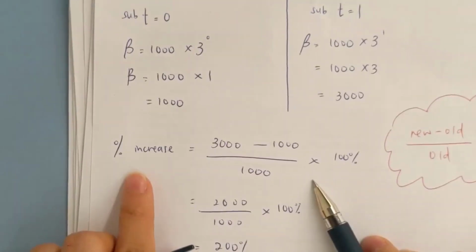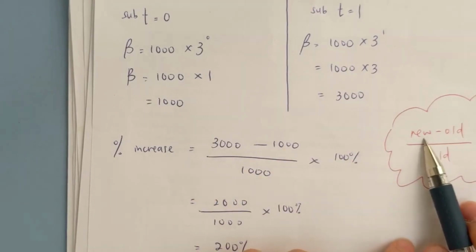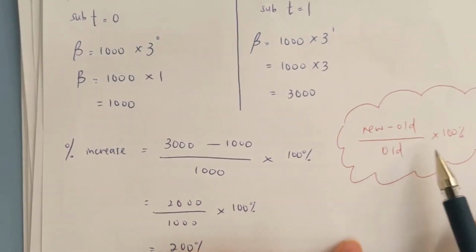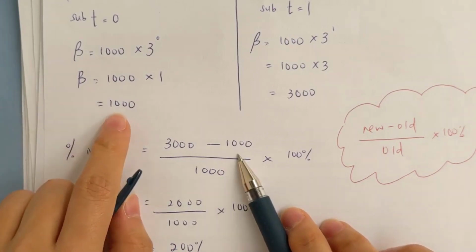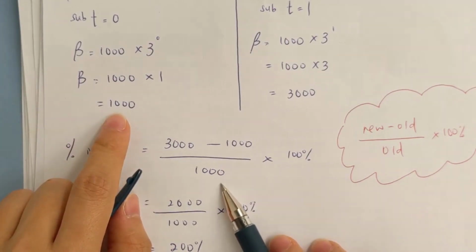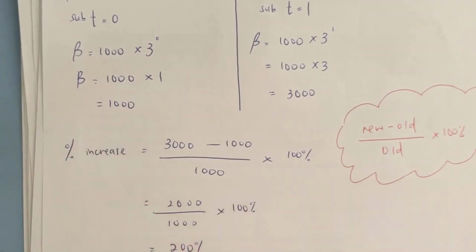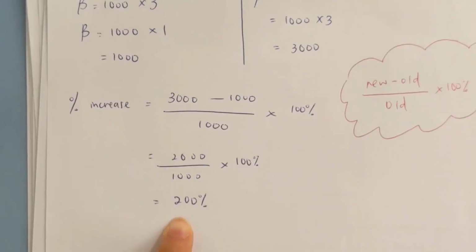So how to find out percentage increase? The formula is the new minus the original over the original times 100%. So the new is 3000 minus the original, which is 1000, over the original, which is 1000, times 100%. The answer will be 200%. So that's how you do it.